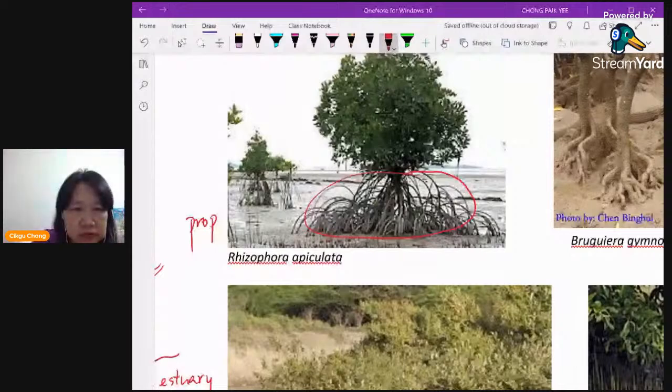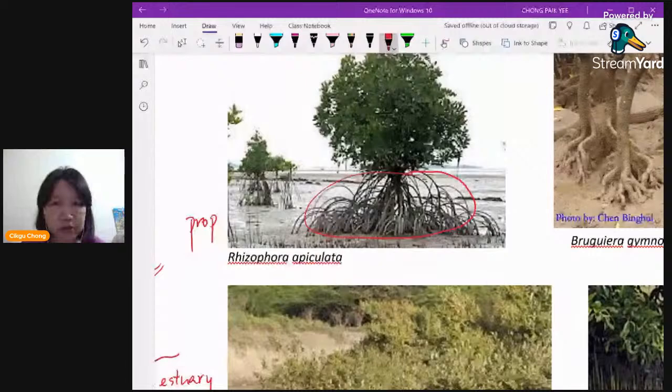Okay. Then another species you need to remember is Bruguiera. Bruguiera, just remember the genus name enough. No need to remember the species name. So you just need to remember Avicennia, Sonneratia, Bruguiera, and Rhizophora. Remember the four names and the distinctive features.